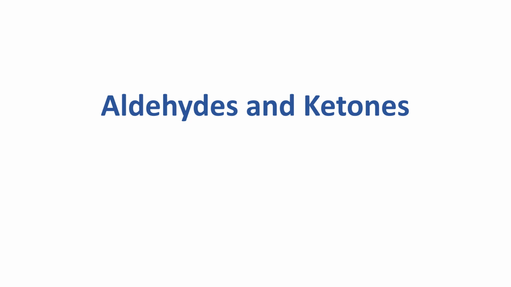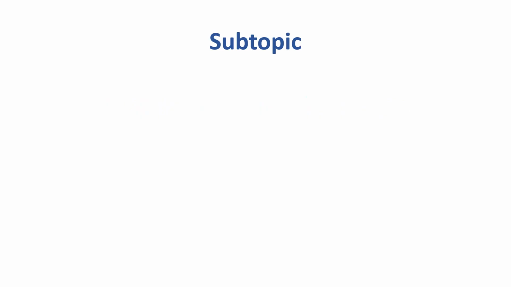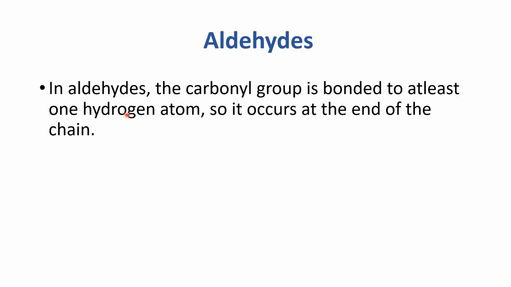The topic we are going to discuss is aldehydes and ketones, and the subtopic is nomenclature. In aldehydes, the carbonyl group is bonded to at least one hydrogen atom, so it occurs at the end of the chain. Here we have the carbonyl group.